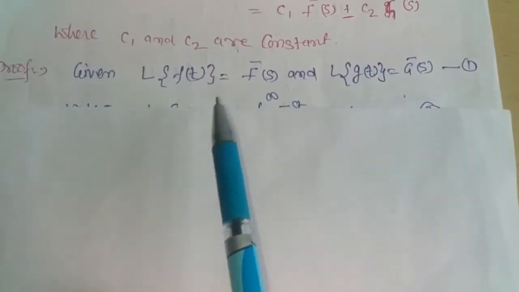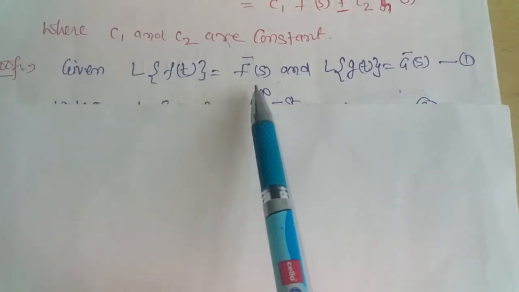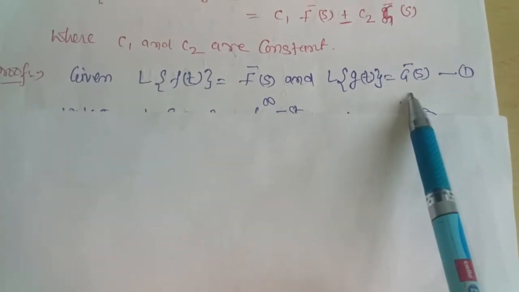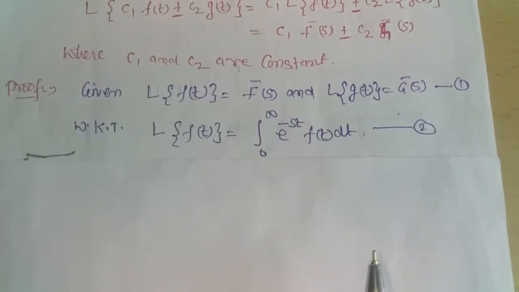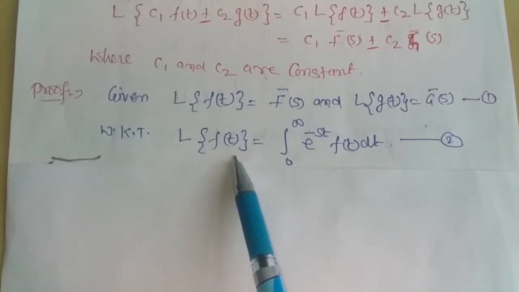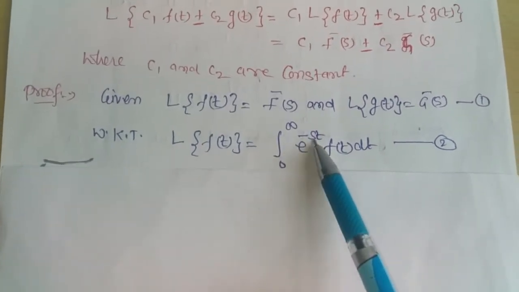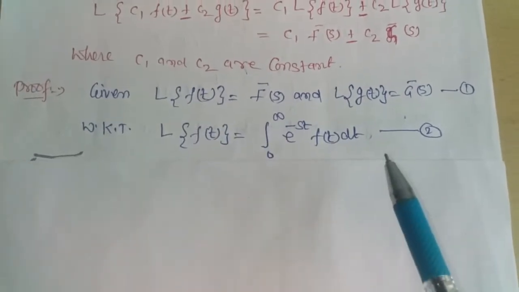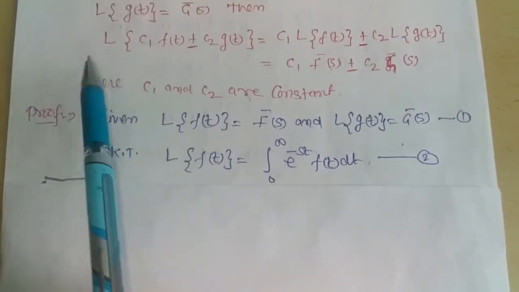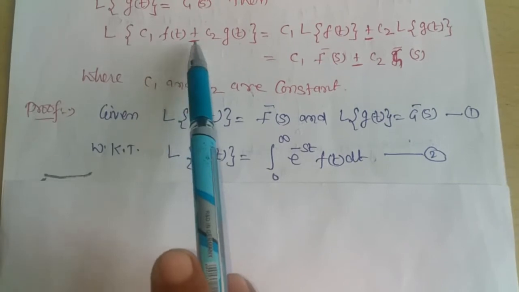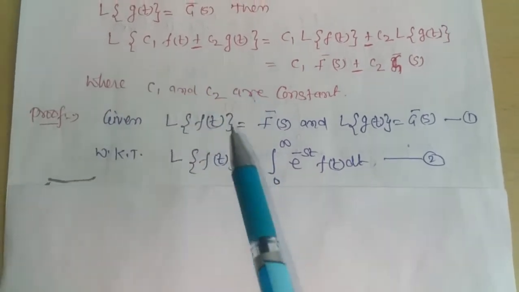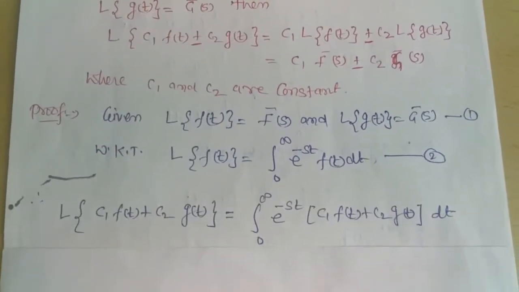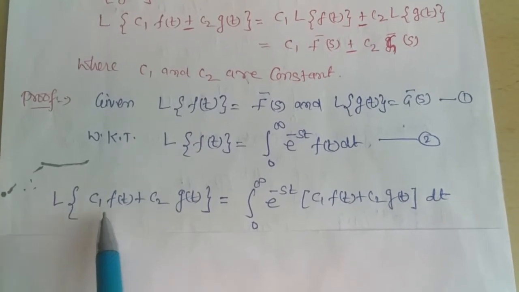So given the Laplace transform of f(t) is F bar(s) and the Laplace transform of g(t) is G bar(s), and we know that the Laplace transform of any function f(t) is the integral from 0 to infinity of e raised to minus st times f(t) dt, which is the definition of Laplace transform. Now here we have to find the Laplace transform of c1 f(t) plus or minus c2 g(t).